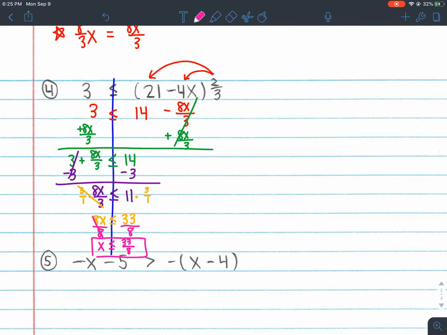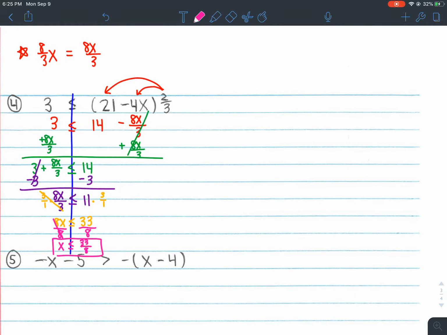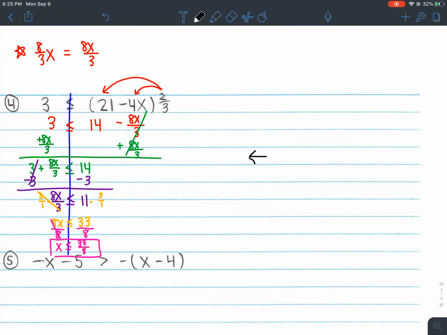All right, so now we have to graph. I forgot to write a number line over here. So let me draw a number line. Okay, and I have x is less than or equal to 33 over 8.